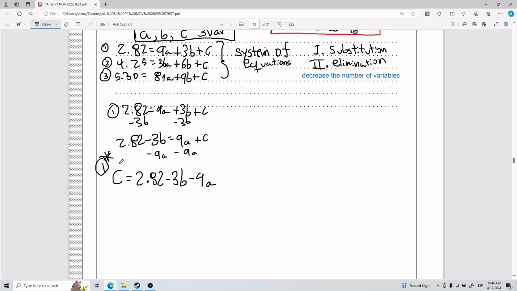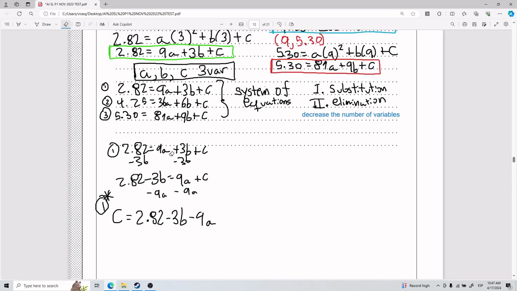And so equation 1* gives me that C is this whole thing. Okay, so now I take 1* and plug it into the second one or the third one. I'm just going to choose arbitrarily to plug it into the second one. If I do that, I end up with 4.25 = 36A + 6B + C.